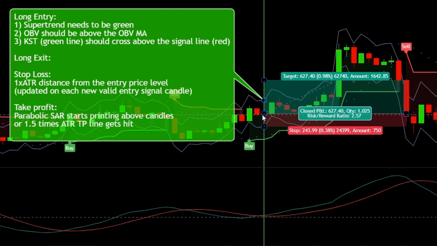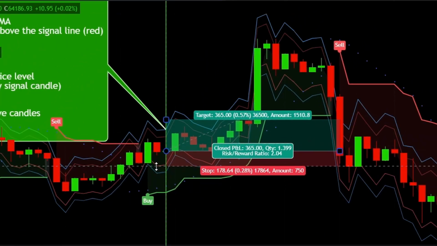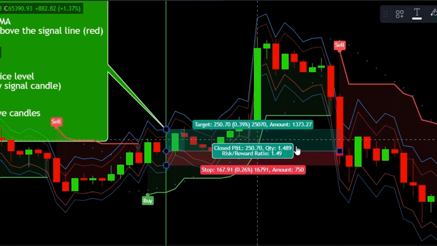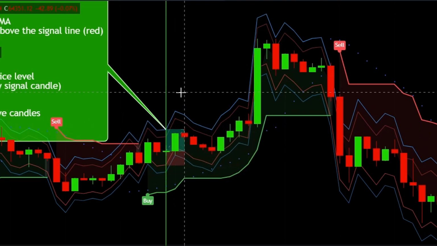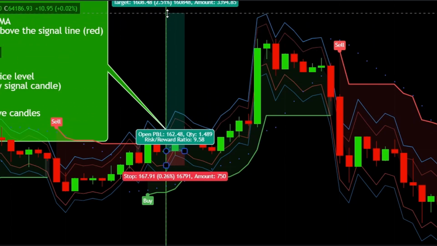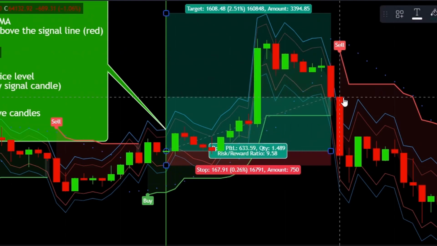We can enter into a position at the close of the signal candle or at the open of the next candle. Stop loss should be placed at a 1 times ATR distance. And we will take profits if the Parabolic SAR starts printing dots above candles, or if a 1.5 times ATR take profit level gets hit. In this case, as our stop loss is at a 1 times ATR distance and our take profit at a 1.5 times distance, this trade would have been closed very fast, right on this candle. But if we let the stop loss be at around 10 ATR distance, then the Parabolic SAR would have closed the trade right on this candle's close or on the next candle's open.